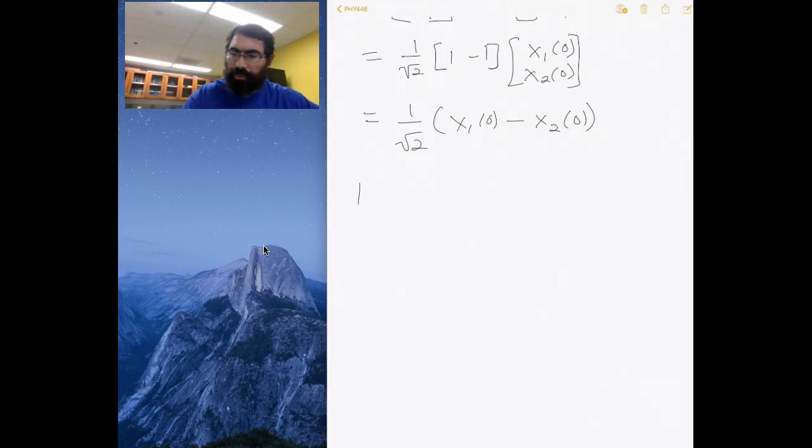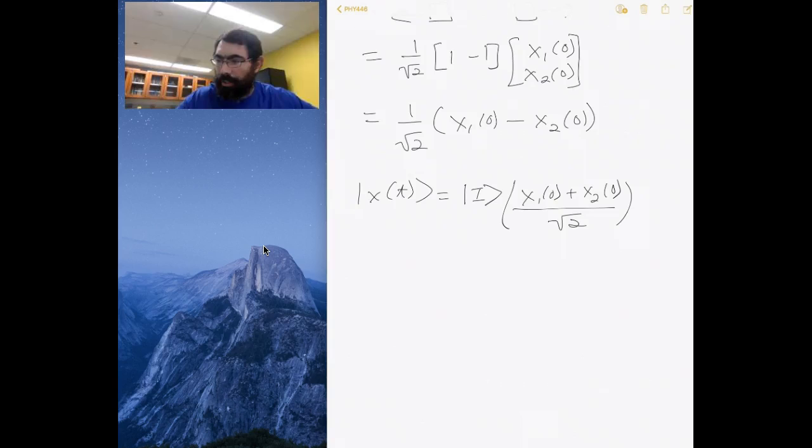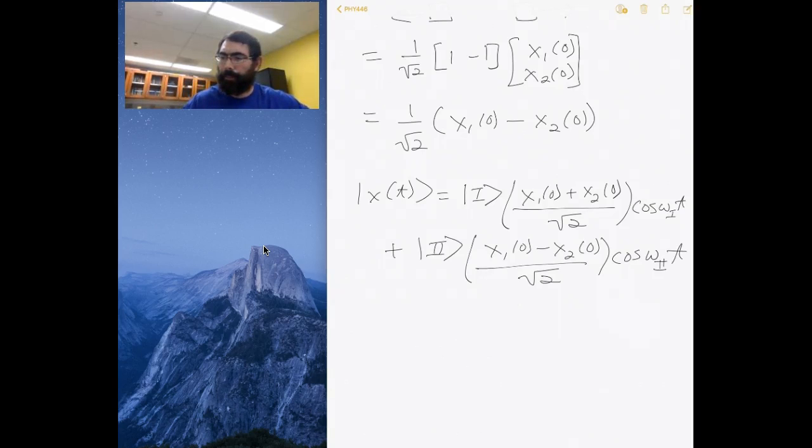Okay. So now, if we put this all together, what we have is a position vector at any moment in time t, which is our basis 1 times the initial x1 initial plus x2 initial over the square root of 2, times the cosine of omega 1 times t, plus the possibility that the two masses are moving as in state 2, where they're moving in opposite directions of each other, times the initial condition x1 minus x2 divided by the square root of 2, times the cosine of omega 2 times t. Okay.